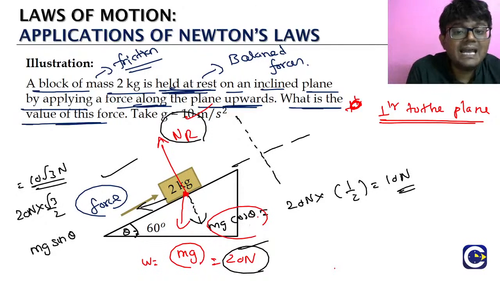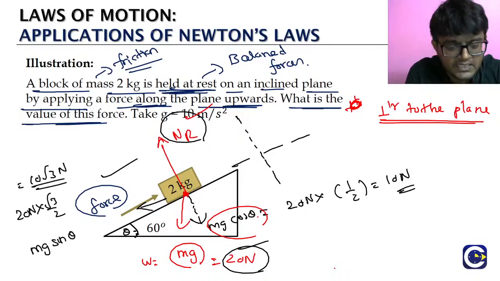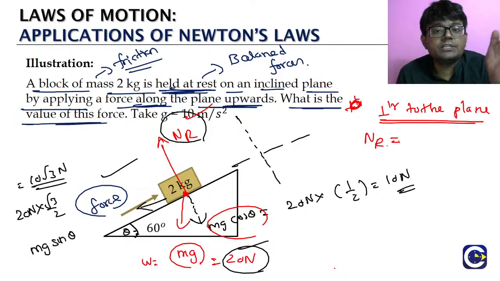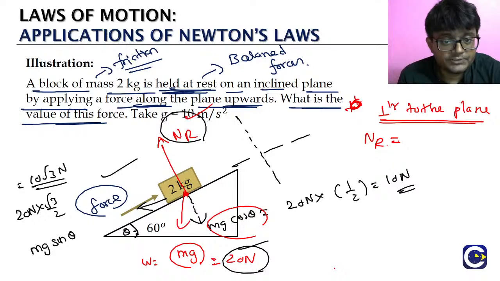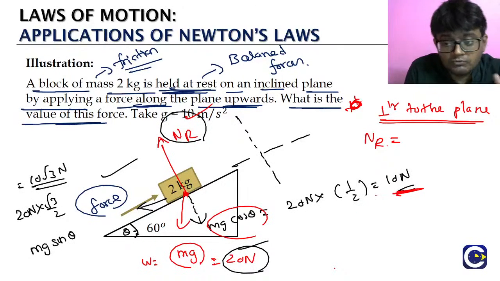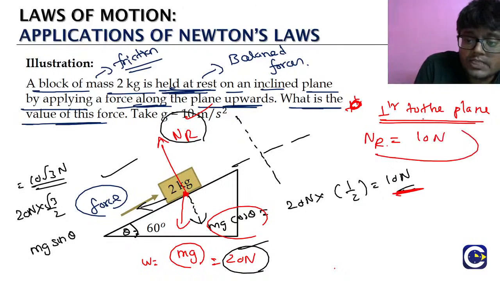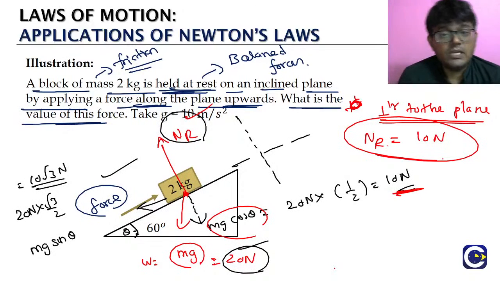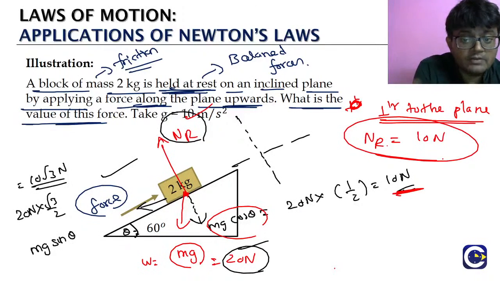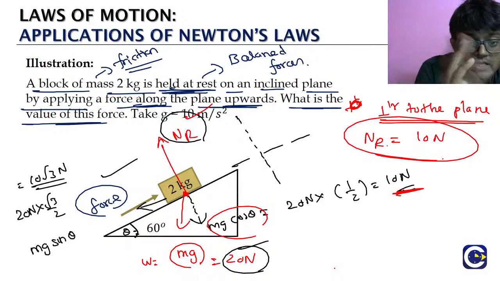We are looking at the balanced condition. They are saying the block is at rest. Rest means balancing of the forces, which means the force which is perpendicular to the plane upwards should be balanced by the component of the weight which is perpendicular to the plane downwards. So from this we get the normal reaction value. What is the normal reaction? 10 newtons. Okay, but in the problem we do not need this value. Why? Because they are not asking us for the normal reaction.